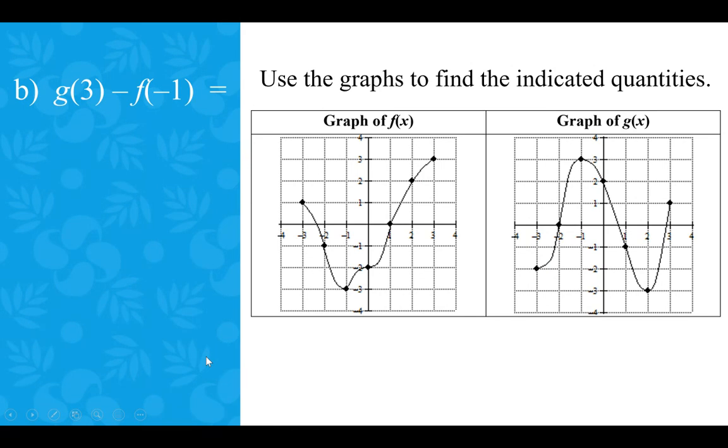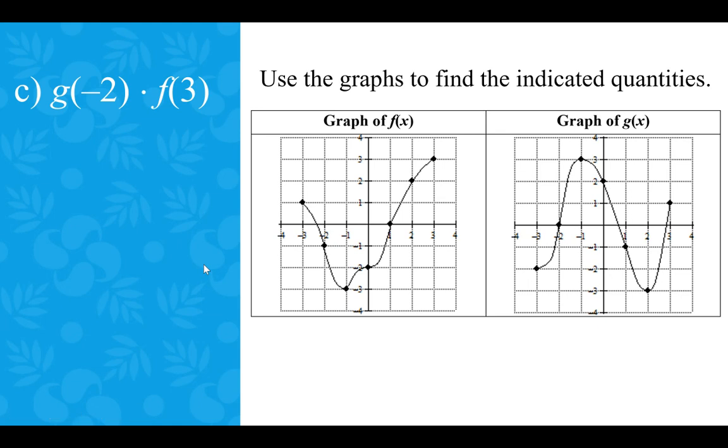Let's practice another. G of 3 means I'm looking at the g function, the one on the right. When the x value is 3, the y value is 1. And then for f of negative 1, I'm looking for the y value when x is negative 1, and that is, of course, negative 3. Just be careful for signs because that would be a real easy place to make a mistake. 1 minus negative 3 is 4.